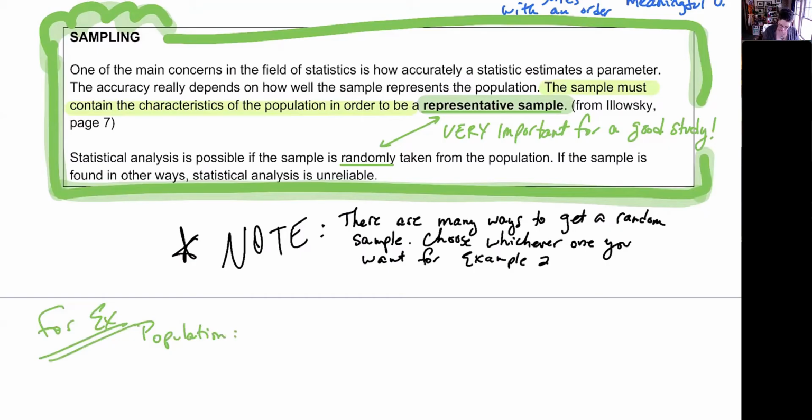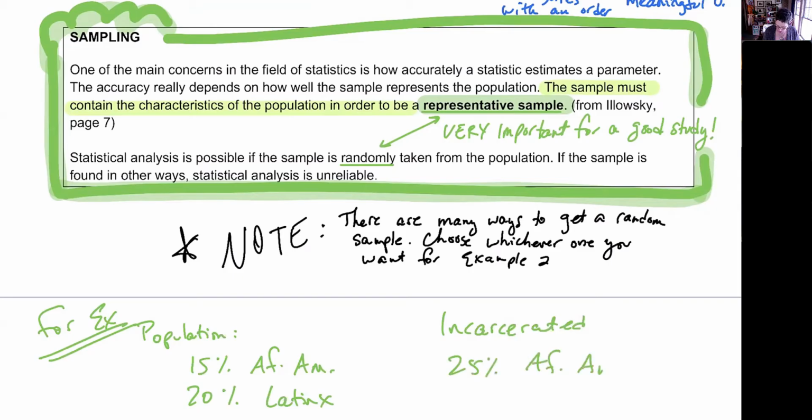If our population was, and again, these numbers are totally made up, okay, 15% African American and 20% Latinx, but our incarcerated rate is something like 25% African American and 40% Latinx. Those numbers don't make any sense at all. Do not quote me on this. All right, so this is overrepresentation here. The people incarcerated are not a representative sample of the population.